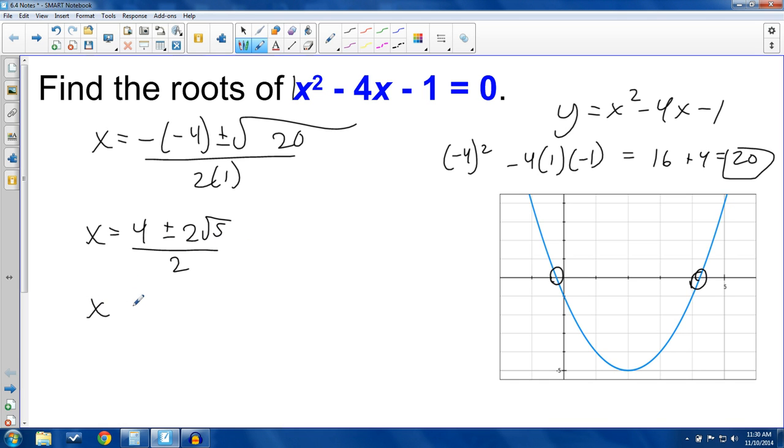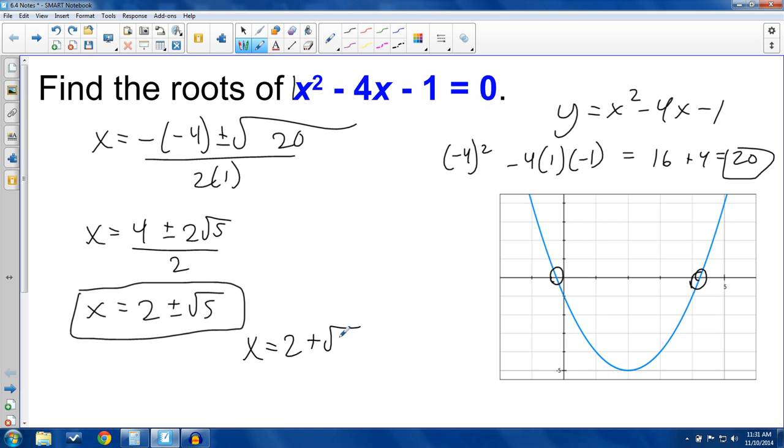So that means x equals 4, reduce that, that'll be x equals 2 plus or minus the square root of 5. I divided 4 by 2 and I divided 2 root 5 by 2. So here's our solution. Now, here's what I want to do with this. I want you to understand that these are two different solutions. X equals 2 plus root 5. And x equals 2 minus root 5.